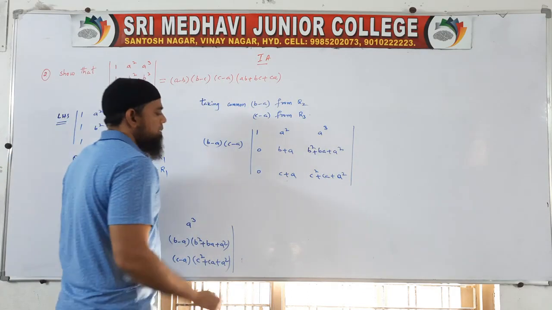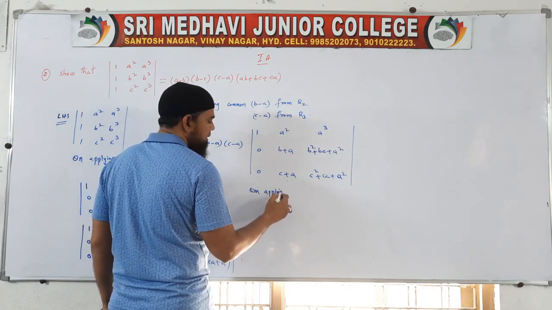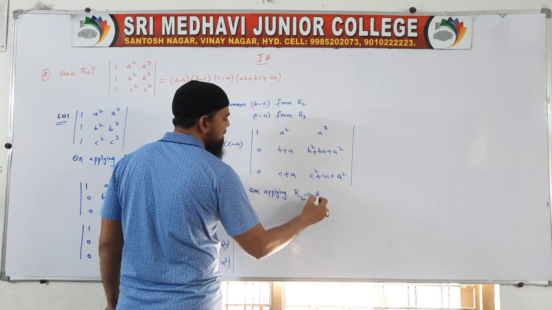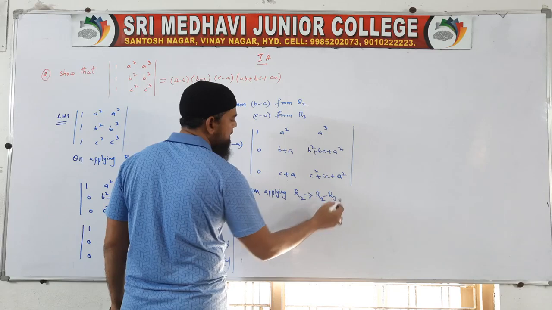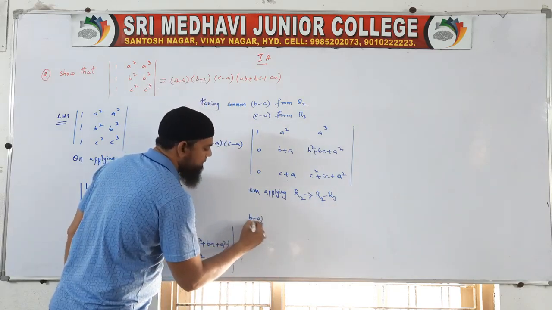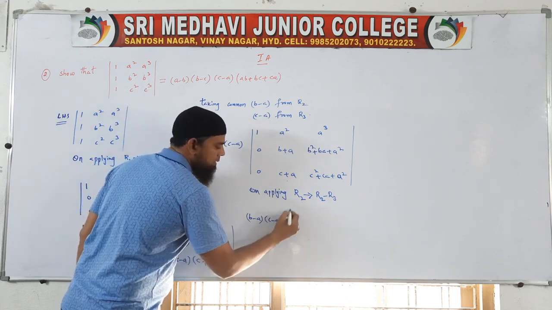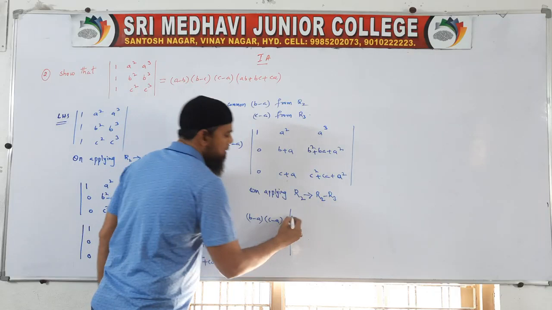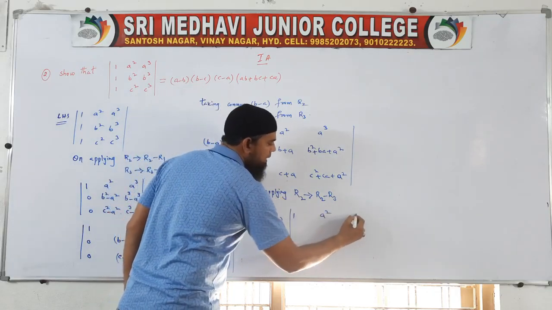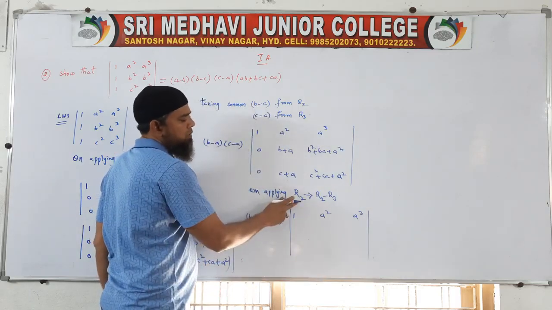Now what I am doing, on applying R2 tends to R2 minus R3. See what happened here, b minus a and c minus a are as it is. Take the determinant. Only R2 is going to be changed here. 1 a square a cube as it is. Now R2 is going to be changed.